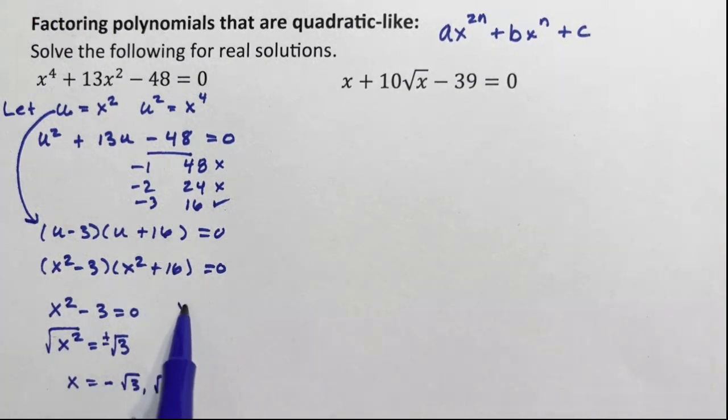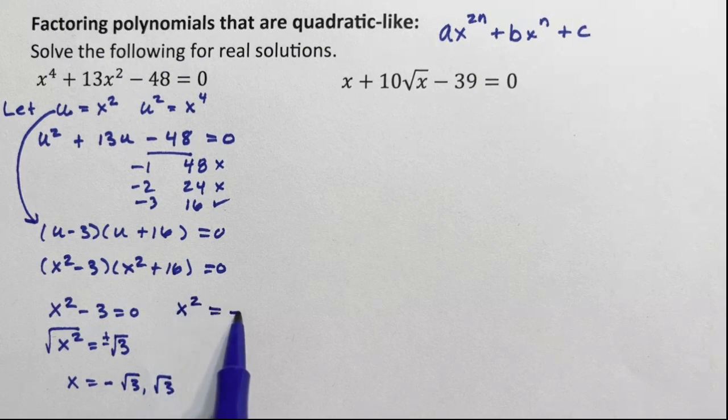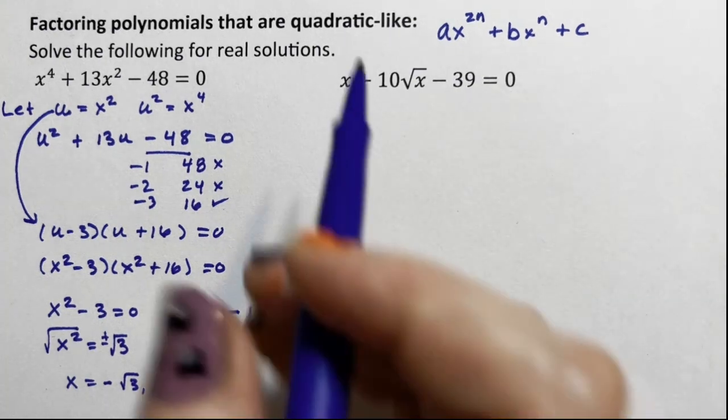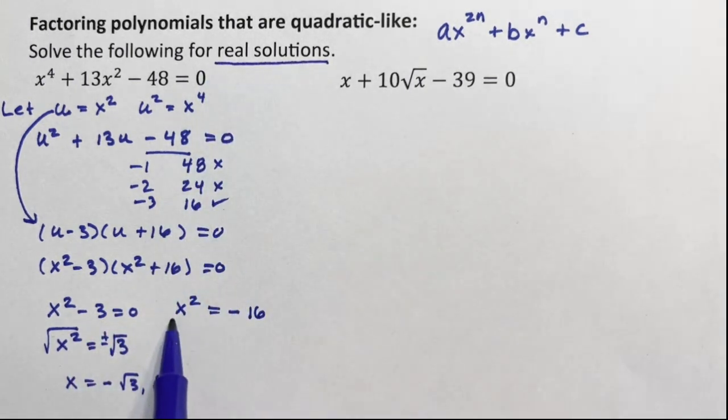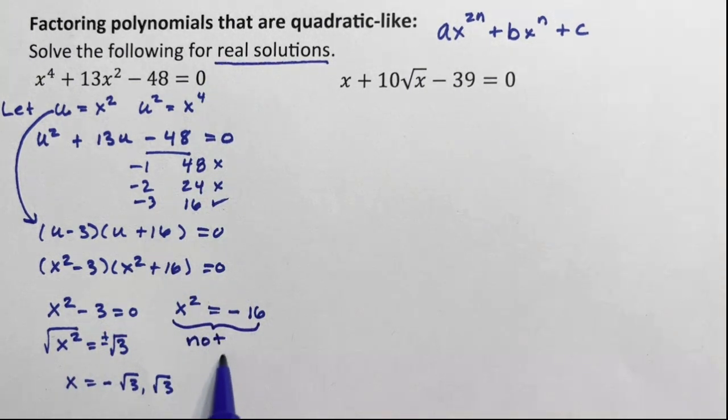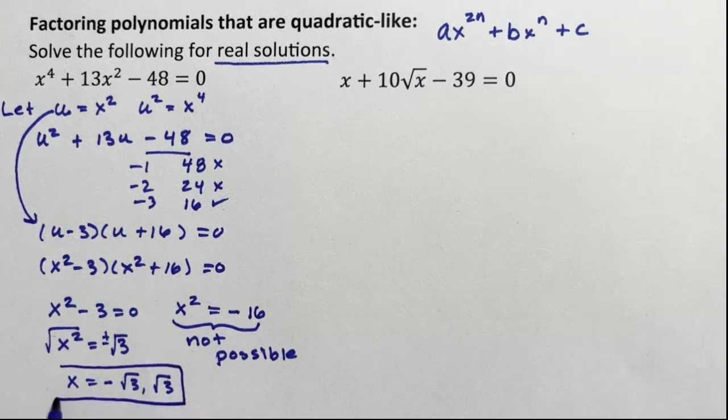Do the same thing. x squared equals negative 16. And here we have a problem. We can't do the square root of a negative number unless we're going into the imaginary plane. So because it says real solutions only, this is not possible. If you are doing imaginary numbers, this would be plus or minus 4i. But because we're asking for real solutions only, we're actually stuck with only two solutions.